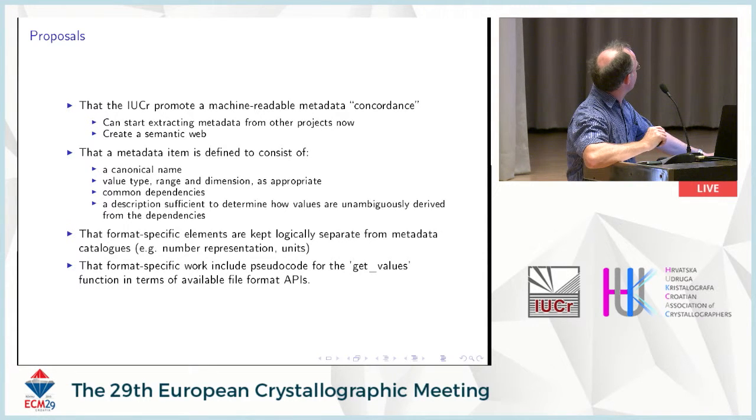I think it's very important, especially for the DDDWG, to define exactly what it means by metadata. What is sufficient information for metadata? I suggest that these four things are sufficient, and there's no need to go any further. On the same note, I think it's extremely important to keep format-specific elements out of the metadata definition itself. And as I said before, the pseudocode for the get values function is very helpful if you're talking about a particular format.